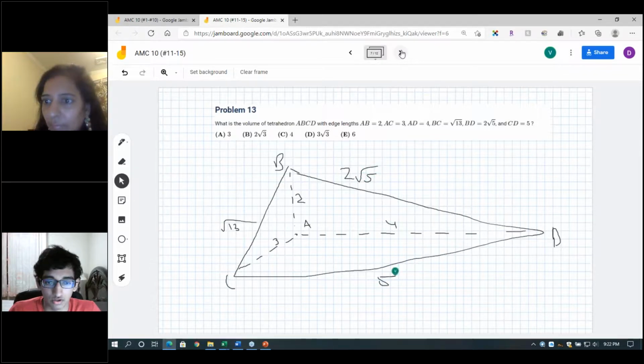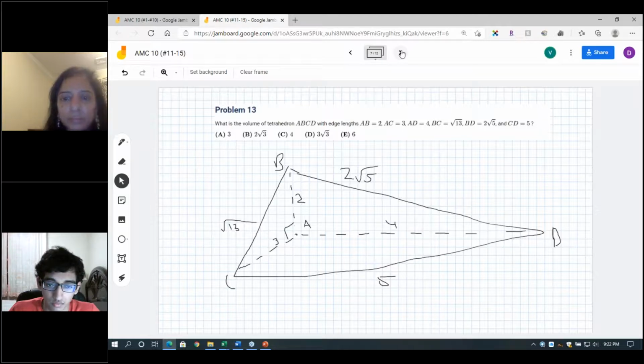Now, we can notice that these are all right triangles. We know that 2 squared plus 3 squared equals the square root of 13 squared by the Pythagorean theorem. 2 squared plus 4 squared is equal to 2 root 5 squared. So we know this is a right angle. And we know that 3 squared plus 4 squared equals 5 squared, the classic Pythagorean triple. So we know that these are all right triangles.